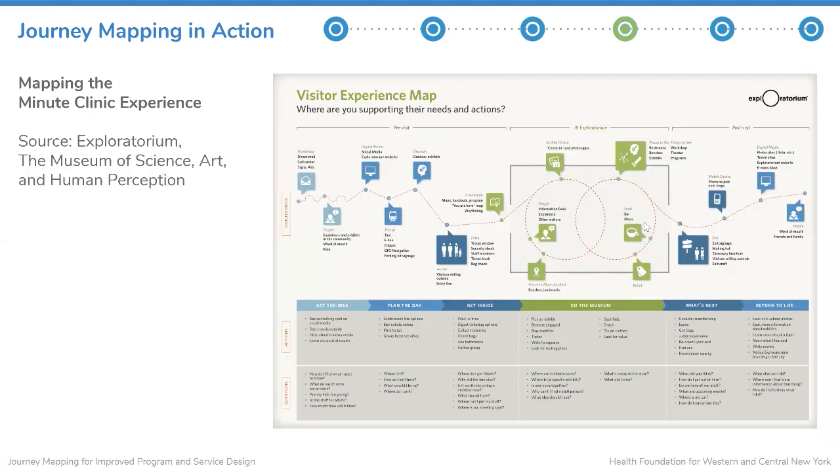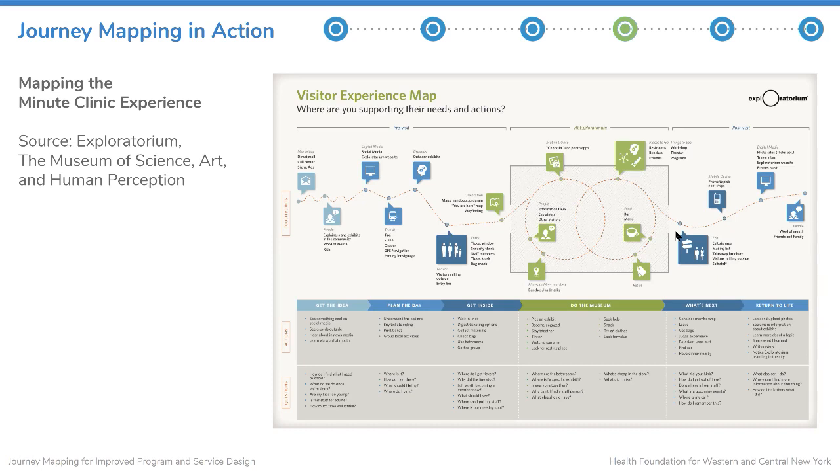Okay, I'm sharing one other example of journey maps in action, and this is not the Minute Clinic experience. I apologize for the little typo there, but this is about a visitor experience to a place called the Exploratorium. The Exploratorium is a museum of science, art, and human perception that was set up by a scientist named Oppenheimer, and it's in San Francisco. It's all about experience and perception and how that changes our understanding of the world.